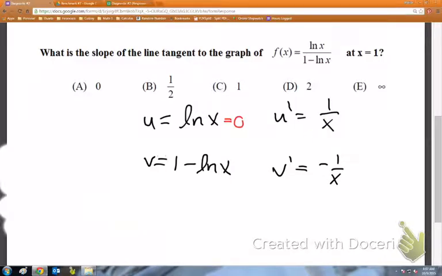1 over 1 is equal to 1. 1 minus ln of 1 would be 1 minus 0. So 1 minus 0 equals 1. And 1 over negative 1, so that would be negative 1.